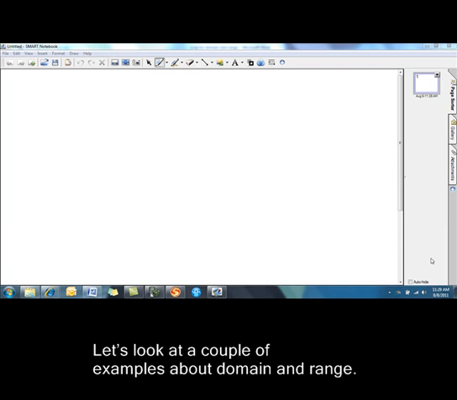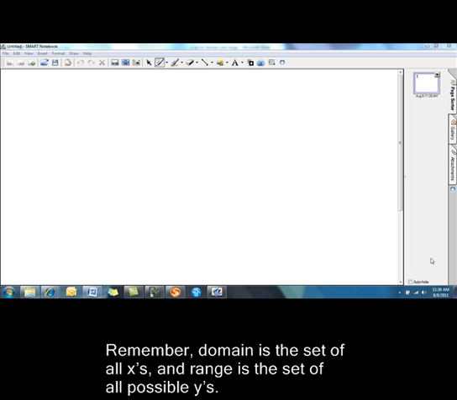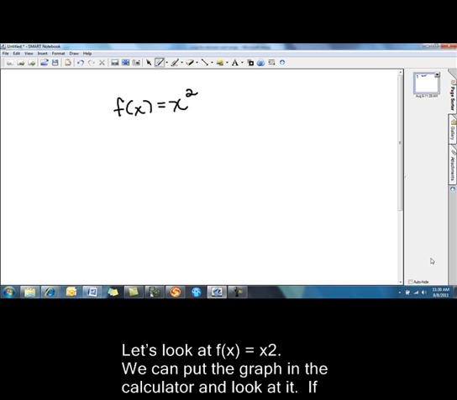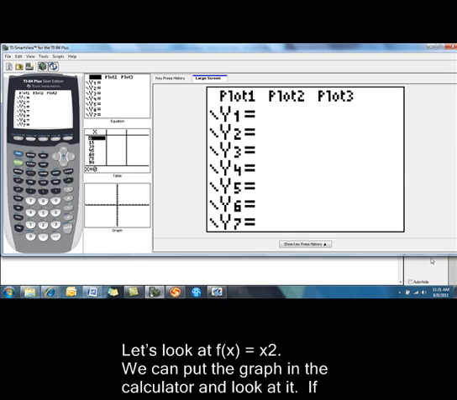Let's look at a couple of examples about domain and range. Remember, domain is the set of all x's, and range is the set of all possible y's. Let's look at f of x equals x squared. We can put the graph in the calculator and look at it.